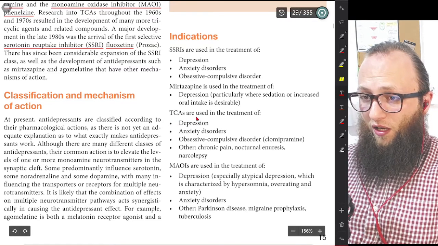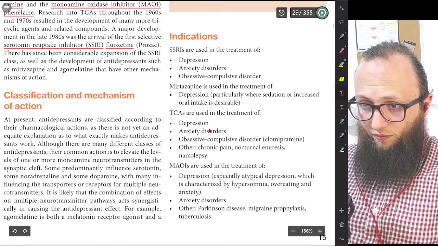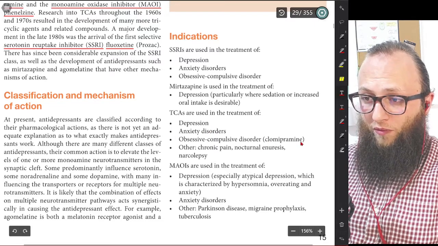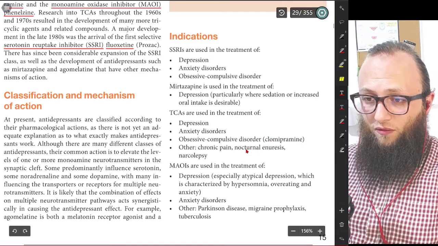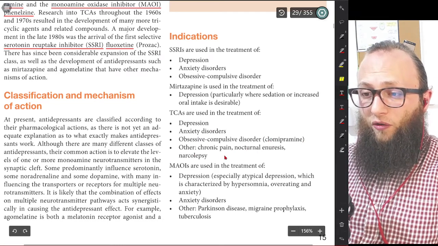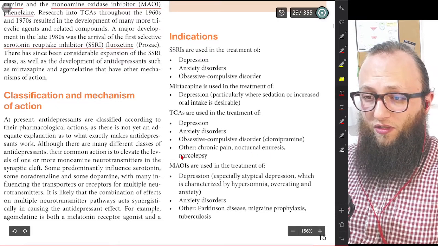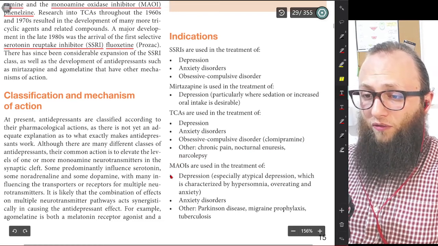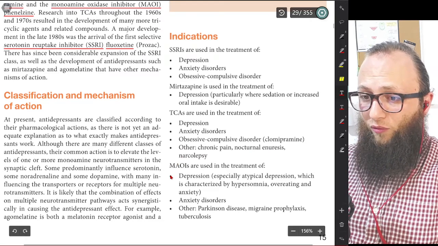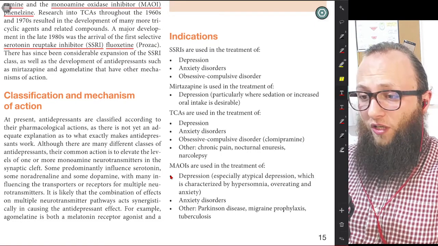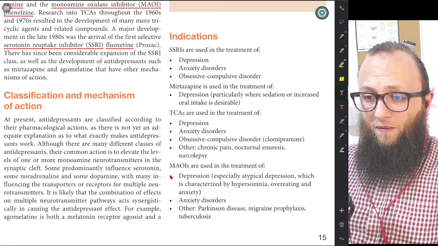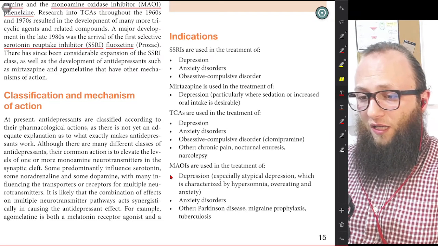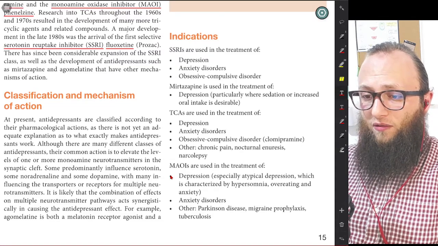Tricyclic antidepressants are used in the treatment of depression, anxiety disorders, obsessive compulsive disorder. We are talking about clomipramine especially because it has a lot of serotonergic effect, and other causes like chronic pain, nocturnal enuresis, and narcolepsy. MAO inhibitors are used in the treatment of depression, especially atypical depression, which is characterized by hypersomnia, overeating, and anxiety. MAO inhibitors are also used in anxiety disorders and other disorders like Parkinson's disease, migraine prophylaxis, tuberculosis.